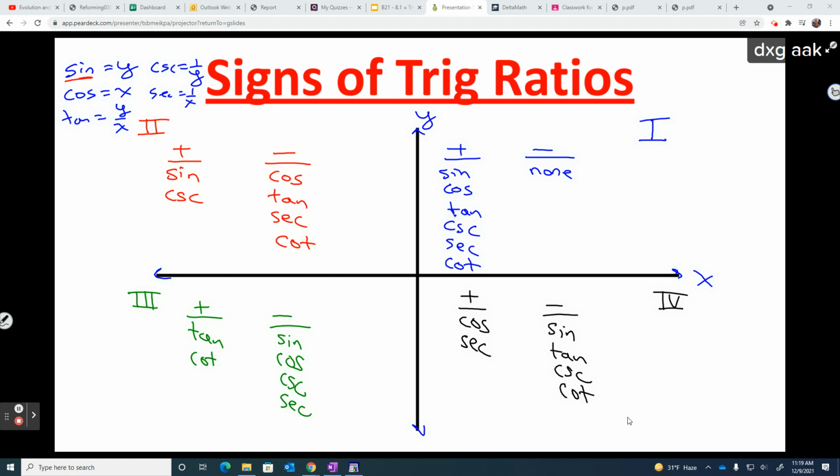So we're going to have some problems where it asks you something like cotangent in the third quadrant. So that's what we're going to use this for. So make sure you have that, so you don't have to rethink about it every time.